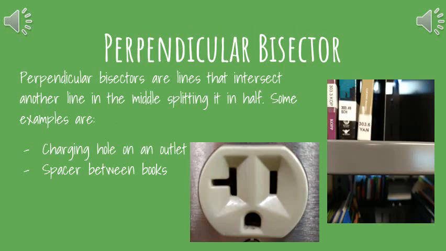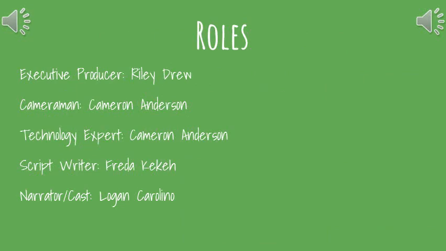Perpendicular bisectors are lines that intersect another line in the middle, splitting it in half. Some examples are the charging hole on an outlet and spacer between books.